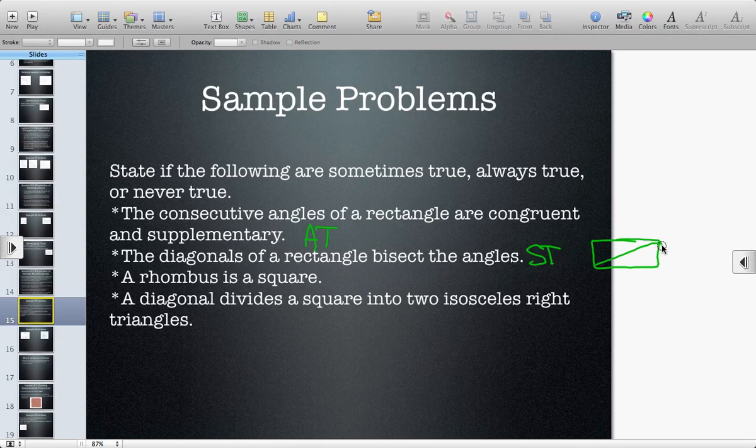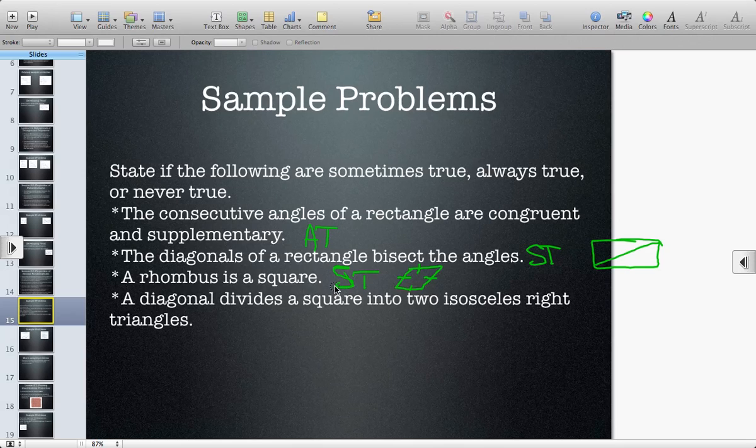A rhombus is a square. Again, this is another example where that is sometimes true. If the rhombus has four congruent angles, then yes, it's a square. But if it's a rhombus that's just tilted to its side like that, then obviously that's not a square because it doesn't have the four right angles. So sometimes true.